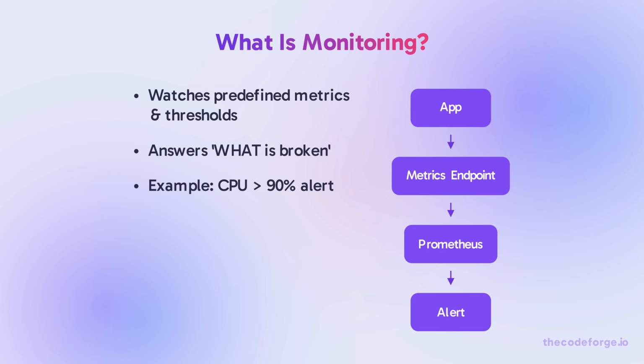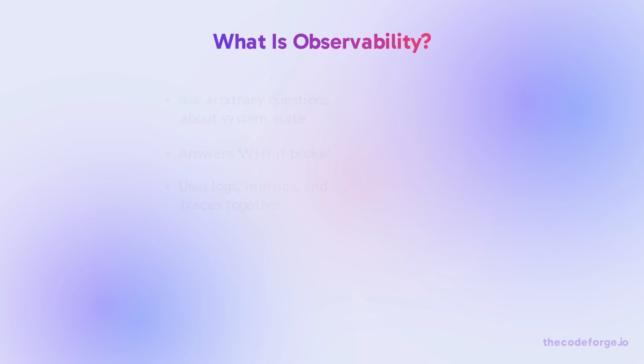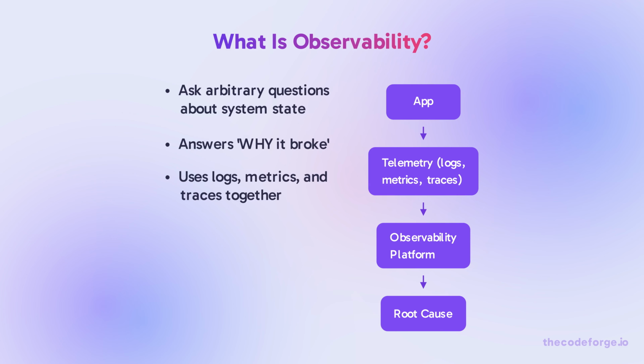Monitoring is the practice of collecting predefined metrics, like CPU, memory, request rate, and alerting when they cross thresholds. It tells you that something is wrong, but not why. Observability is a system property that lets you infer internal state from external outputs without shipping new code. It answers why it broke and lets you explore unknown unknowns.